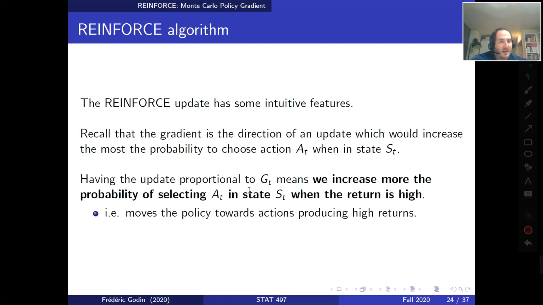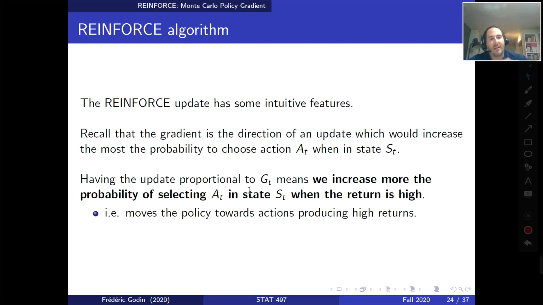Because the update is proportional to G_T, the higher the return is, the bigger the update we will make. This makes sense because if we have a super large return associated with that action, then it means that this action might be very worthy, so we should increase its probability a lot.